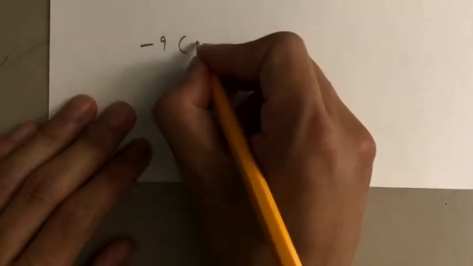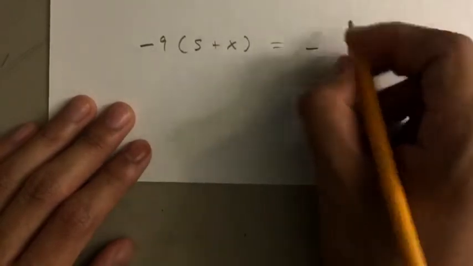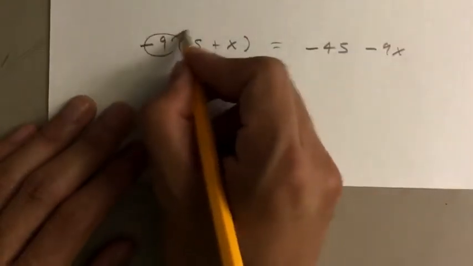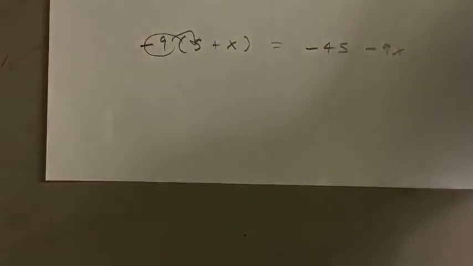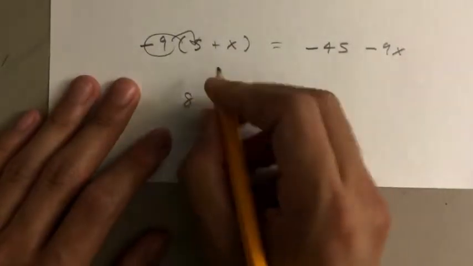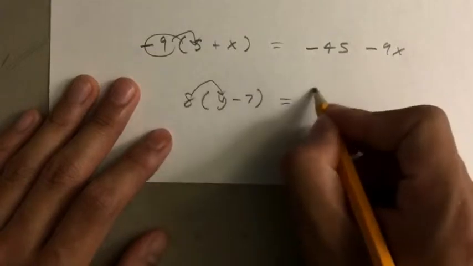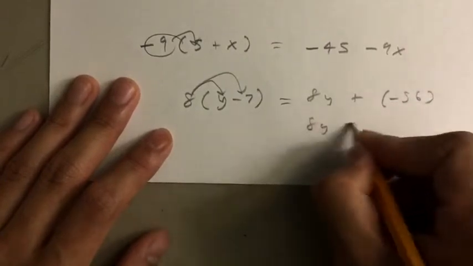So, you remember our distributive property? Well, that also applies with negative numbers as well. So negative 9 times 5 plus x, what does that equal? Well, it equals negative 45 minus 9x, because we distributed the 9 with the 5, and then we added that to negative 9x, which is just minus 9x. So let's do another example. 8 times y minus 7. What does that equal? Well, you take this, you get 8y plus negative 56, and that just gives you 8y minus 56. So let's continue.